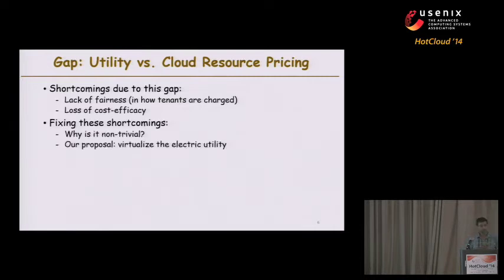Following this, I will consider some simple and intuitively appealing ways to fix these problems, and I'll use them to show why fixing this problem is not trivial. The intuitively appealing approaches may not work, which will lead us to our proposal of virtualizing the electric utility. And again, the meaning of that will become clear when we get there.